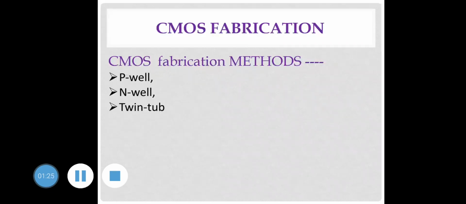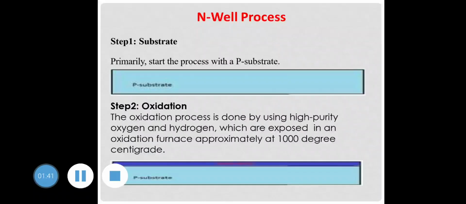CMOS fabrication can be done in three methods. One is the P-well method, second is the N-well method and third is the twin tub method. We will be concentrating more on the N-well method. So today in this practical we will understand the N-well process fabrication of CMOS IC technology. The very first step is to select the substrate. If we want to use the N-well process, then the substrate should be of P-type.